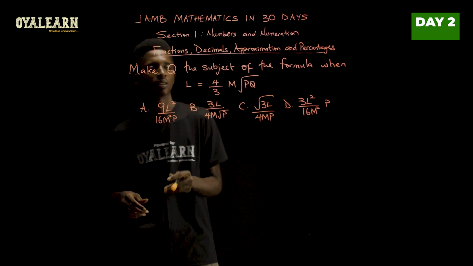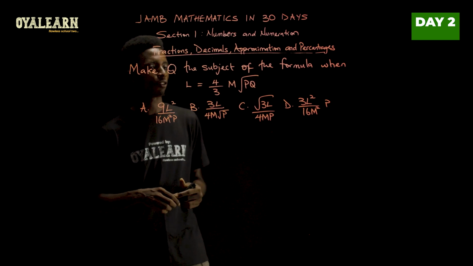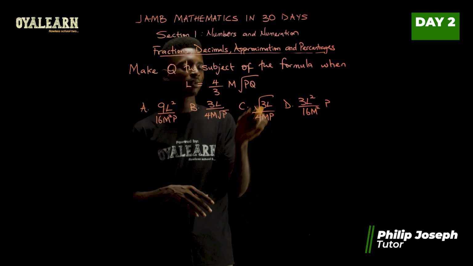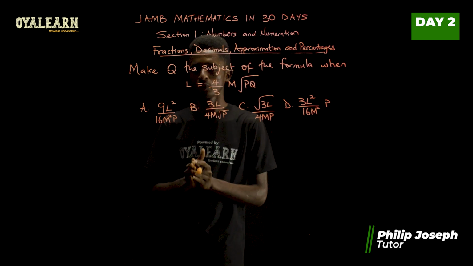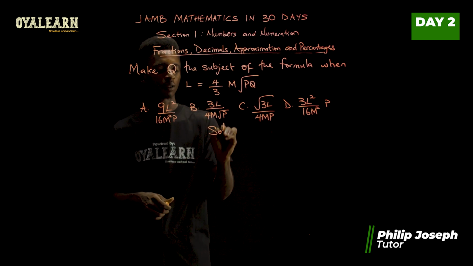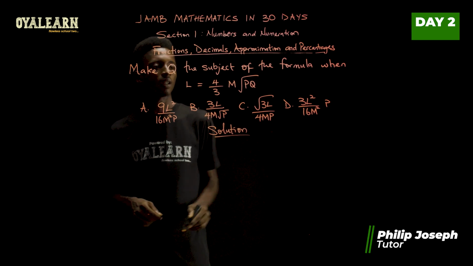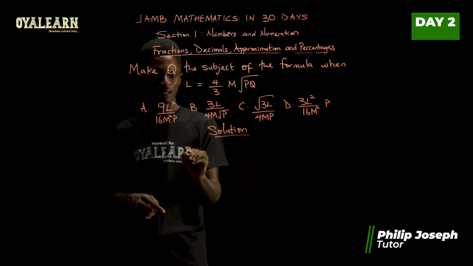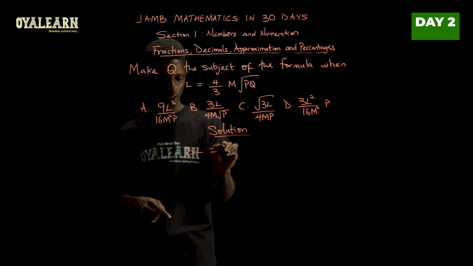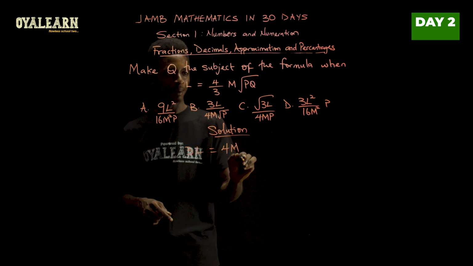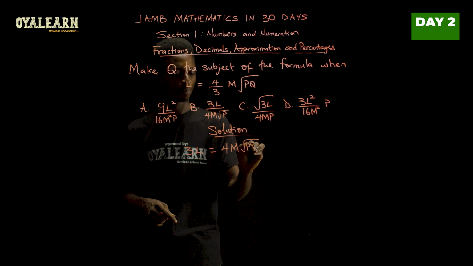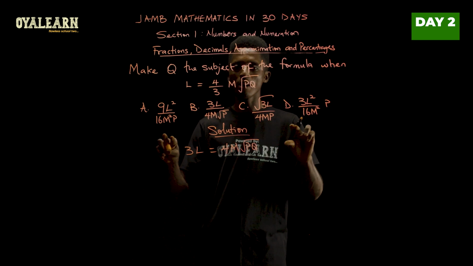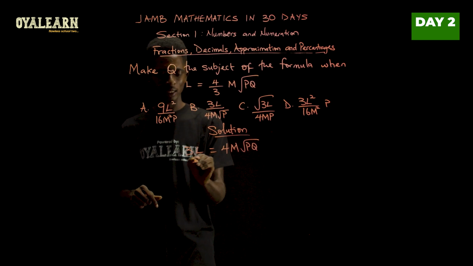Here's another question that says, make Q the subject of the formula when L equals 4 over 3 M square root of PQ. Now, first what we want to do is cross multiply, taking 3 here. So you have 3L equals 4M square root of PQ. Now, to get rid of this square root, we are going to square both sides.